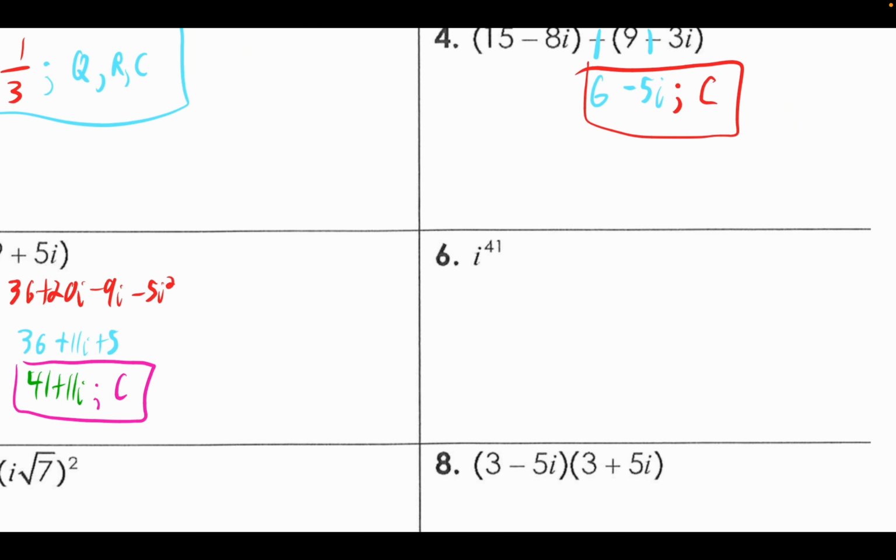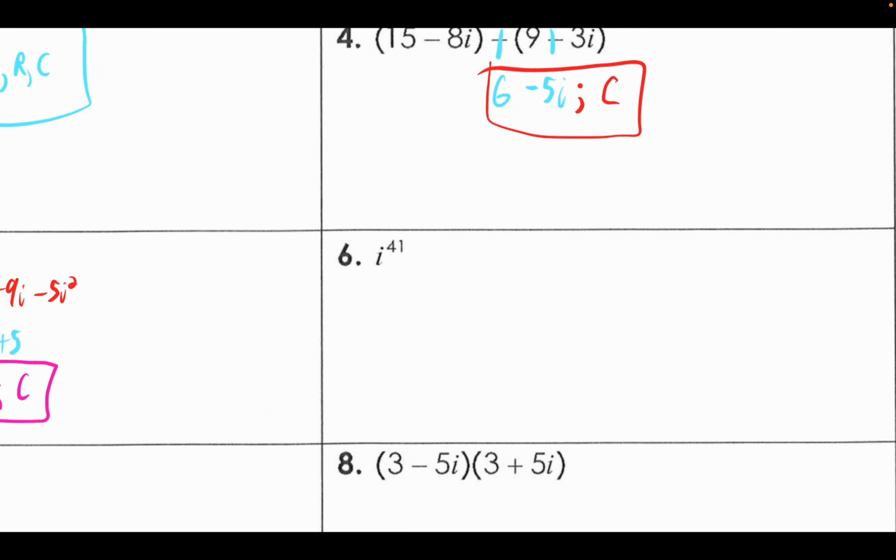Number 6, i to the power 41. So remember, we take the power and divide by 4 because the value of i repeats every 4 powers. And once again, as we divide this, we really don't care about the number before the remainder. We only care about the remainder, which is 1. It happens to be 10, remainder 1, but we don't care about the 10. This tells us that it's really i to the first, or just i, which fits in pure imaginary and complex.